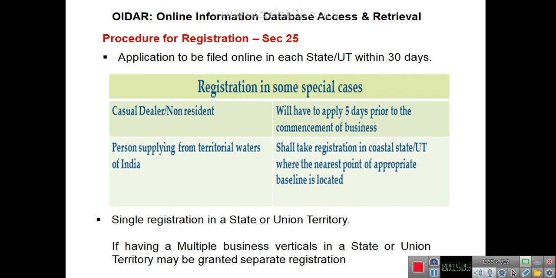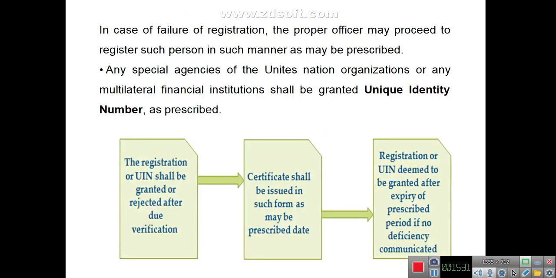In case of a casual dealer or non-resident, they have to apply for registration 5 days prior to commencement of their business. If any person is supplying goods or services from the territorial waters of India, he has to take registration in the coastal state or union territory where the nearest point of the appropriate baseline is located. In case of failure to register within the time limit, the proper officer may proceed to register such person in such manner as may be prescribed.